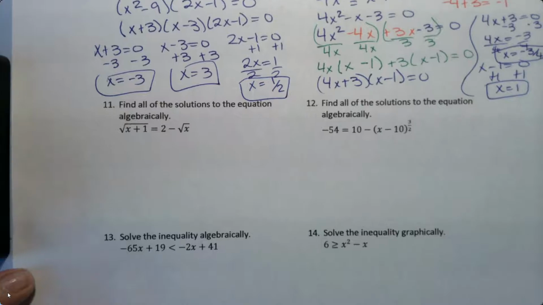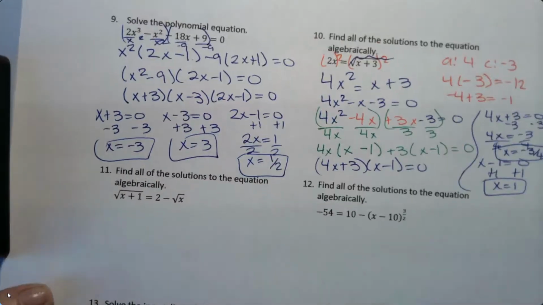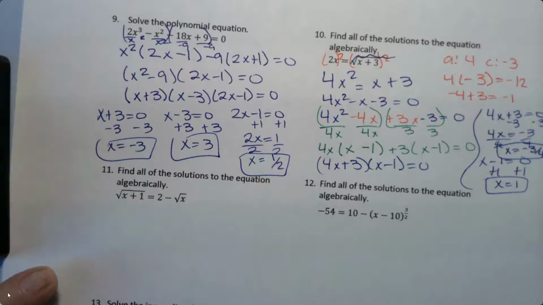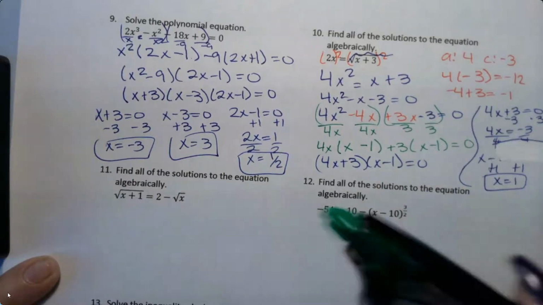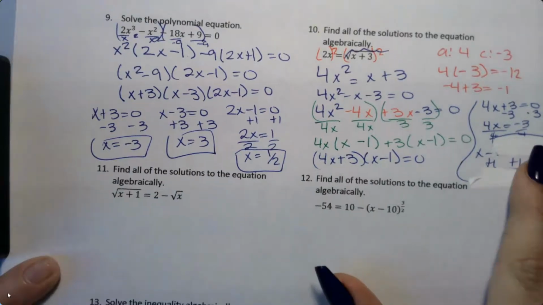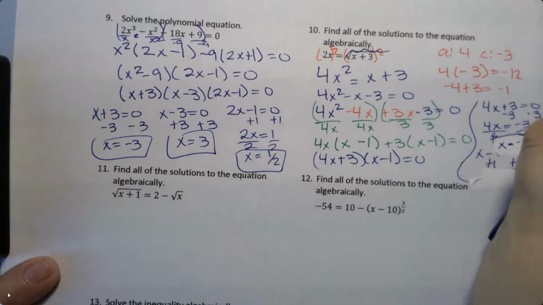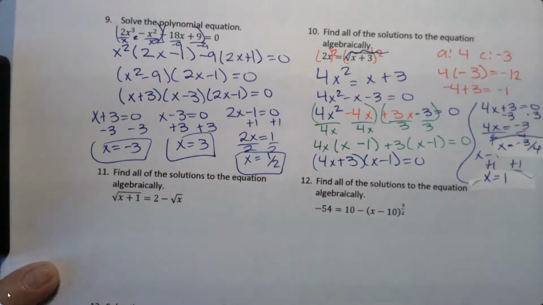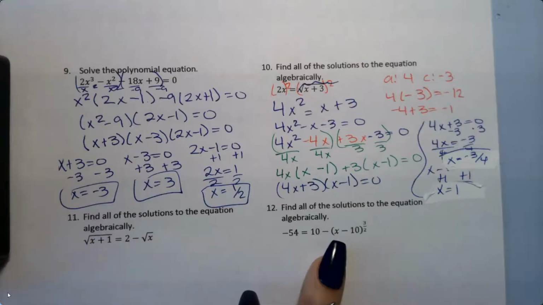Okay. Number 11, on number 10, I forgot to go ahead and check my answers because this was a radical. Sometimes I get answers that don't always work. So I don't want to box those off quite yet. So this one was negative 3/4, and this one was 1. So I'm going to check these above. Like I said, I'll definitely give you way more room on the test.